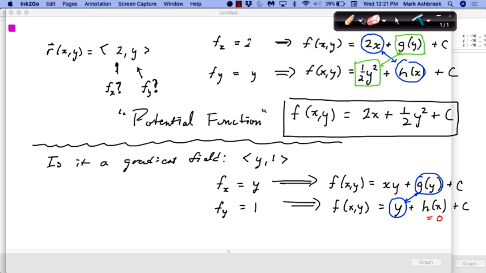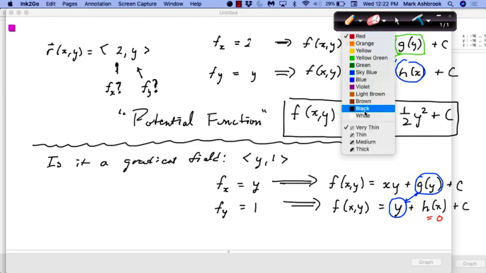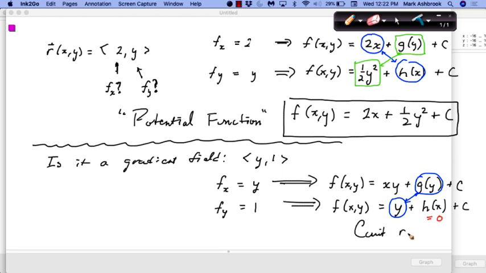So the point is, you can't write a function f whose partial with respect to x is y and whose partial with respect to y is 1. It's impossible. Why not? Because if it had the xy term in it, what would the partial with respect to y be? You'd have this x in there, right? You don't have any x's in your partial with respect to y. So as long as you have that xy in there, your partial with respect to y is going to be a function of x. But here it's just a constant. Can't resolve. So y, 1 is what? Not a gradient field.